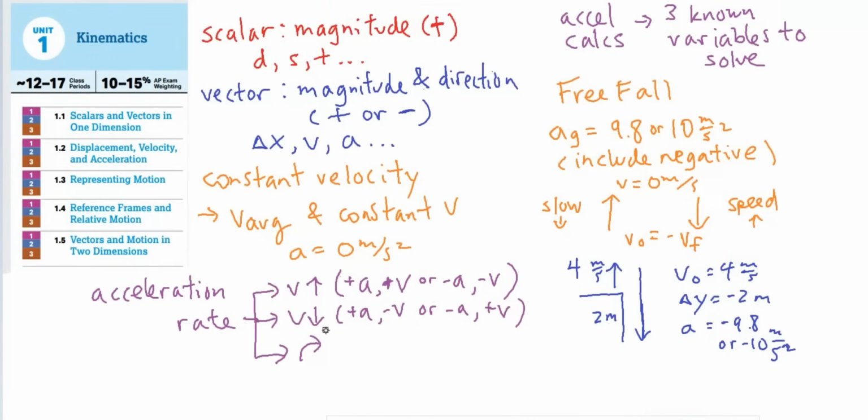Now, if your speed is decreasing, that means you might have a positive acceleration paired with a negative velocity, or a negative acceleration paired with a positive velocity. In that case, the force is working against the direction of the velocity, therefore decreasing it. And then lastly, like I said, we have change in direction, which we'll get more into in the circular motion section. Now, with the acceleration calculations, we have some kinematic formulas, and as long as you have 3 known variables, then you're able to solve for whatever you need to.